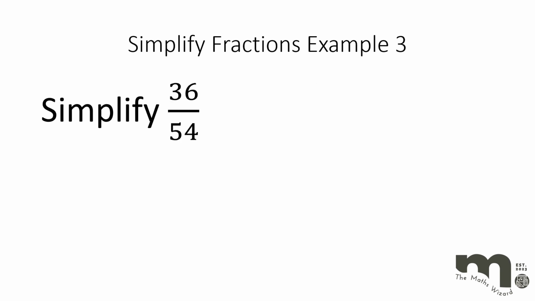Another example here then, we've got 36 and 54, so you can divide by 2 if you want to, and you can keep cancelling it down that way, but you might think, ooh, these numbers are both in the 6 times table. So if we divide both of them by 6, we'll get 6 on the top, 9 on the bottom.